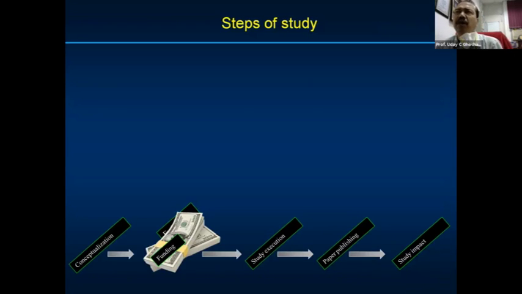Now, when we talk about undertaking a study, you have to understand that it has multiple steps. The first step is conceptualizing the study. The second step is designing the study. The third step is funding. Fourth is study execution. Fifth is paper publishing. And sixth is improving or increasing the impact of the study.